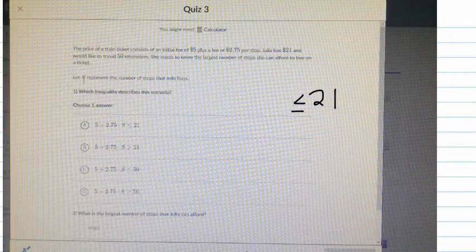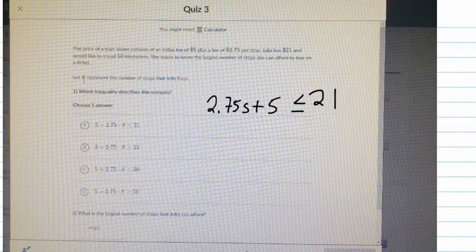Well, we read through it. It's got a $5 fee no matter what, and $2.75 per stop. So there's only one option that makes sense there, only one that matches up. Then there is this follow-up question.